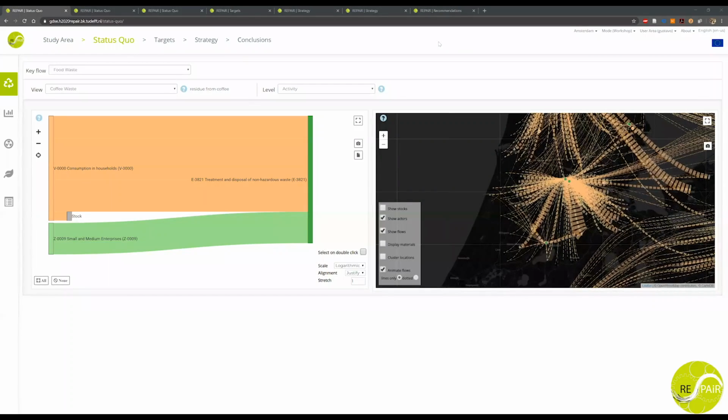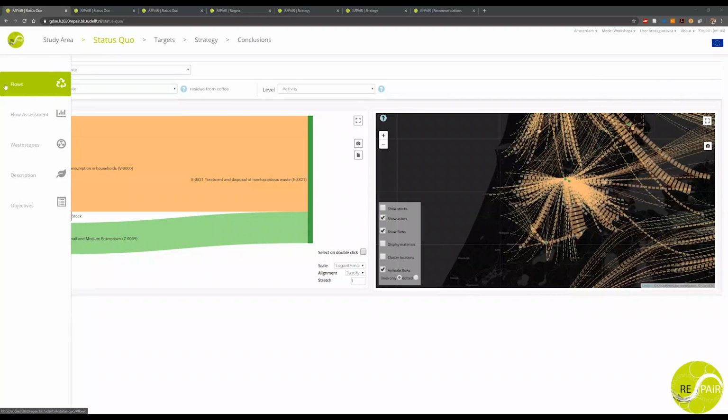The next GDSE step, status quo, aims to help stakeholders achieve a common understanding about the core waste flows defined for the study area. The stakeholders learn how key waste is flowing in their city, where and how much, and the main circular economy goals in the city. Here we show food waste flows in Amsterdam, particularly producers of coffee grounds waste.